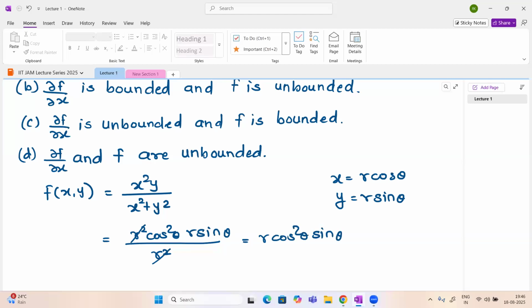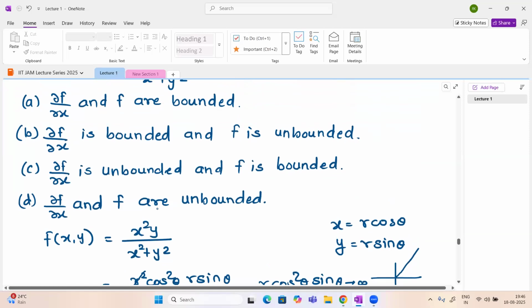So in this way, we express the given function in terms of r and theta. But see, if r tends to infinity, r means what? Distance from the origin. If you move away from the origin, this r will go to infinity, and if this goes to infinity, the function will also go to infinity. We are getting the point? So the function is unbounded. Some of you already said f is unbounded, right?